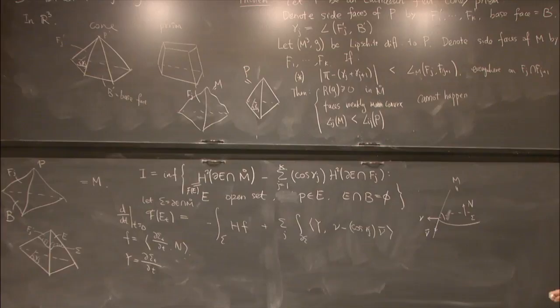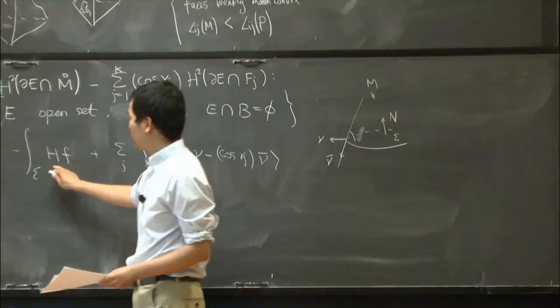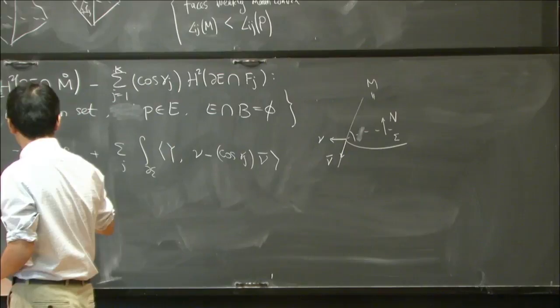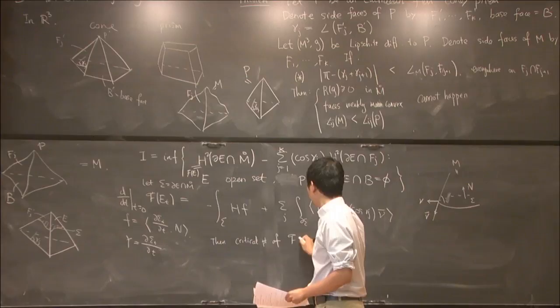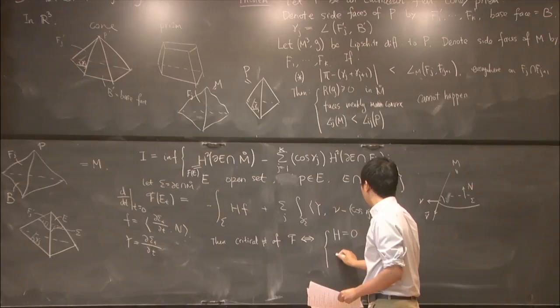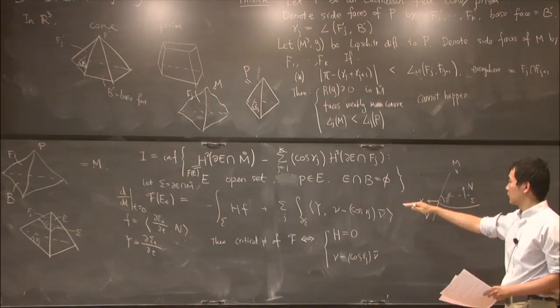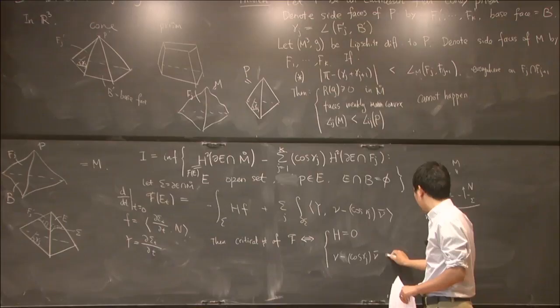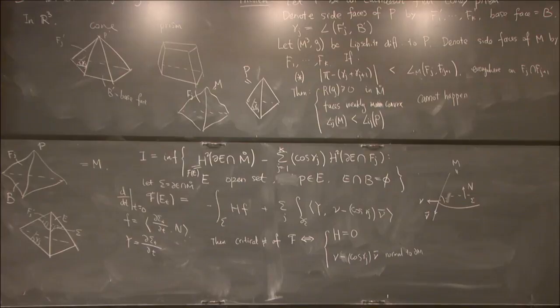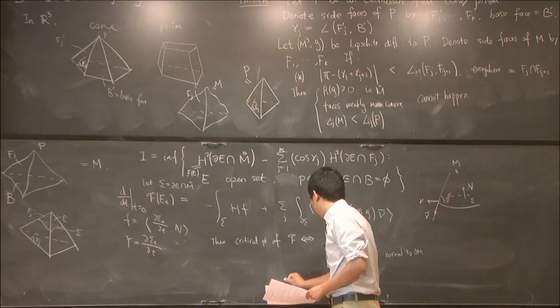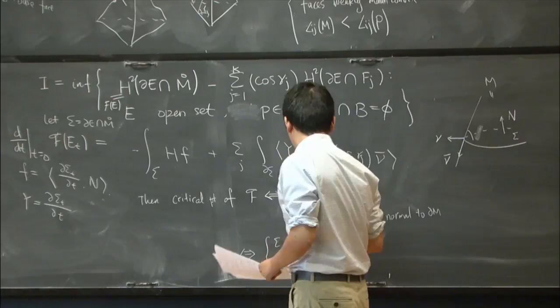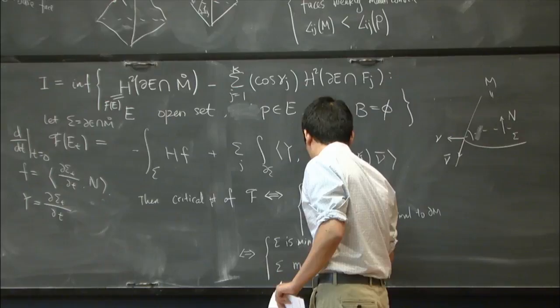Okay, so in particular, if you let the first variation be zero, then being a critical point of the functional F is equivalent to saying that H is zero in the interior, and on the boundary, nu equals cosine gamma j. This vector paired with any admissible transformation y, where y is just tangential, right? So this is normal to boundary M. And this translates to the fact that sigma is minimal, and sigma meets the face Fj at constant angle gamma j.